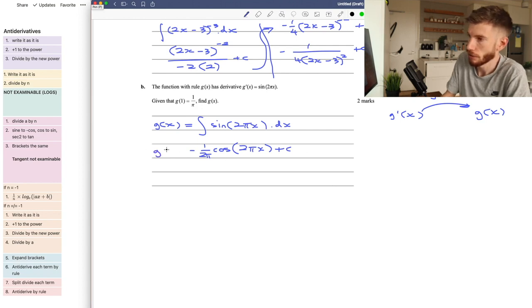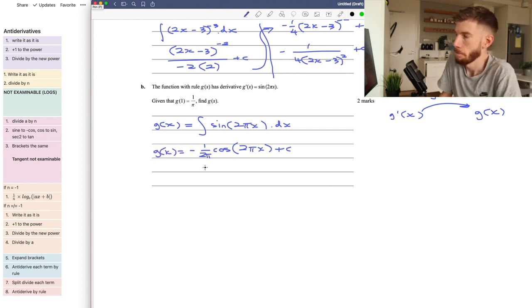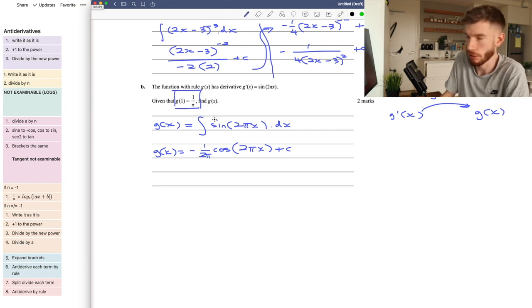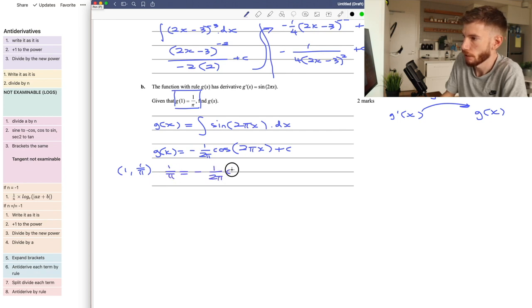So this now is g of x. And so then we use this. This is technically a coordinate, right? It says when x equals 1, y or g of x is equal to 1 on pi. So we're going to sub in the point 1 and 1 on pi into our function, and we should be able to use that to solve for c. So 1 on pi is equal to negative 1 on 2 pi cosine 2 times pi times 1 plus c.